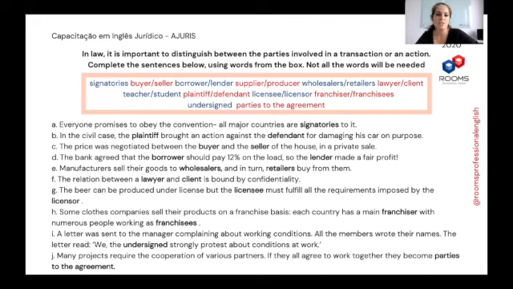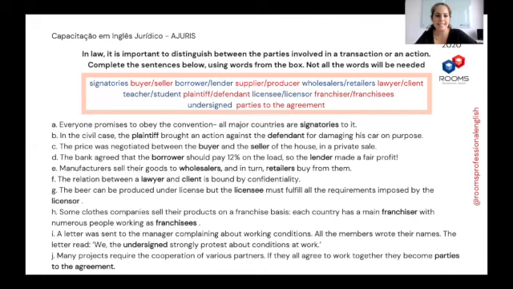Manufacturers sell their goods to wholesalers, and in turn, retailers buy from them. The relation between lawyer and client is bound by confidentiality. The beer can be produced under license, but the licensee must fulfill all the requirements imposed by the licensor. Some cloth companies sell their products on a franchise basis. Each country has a main franchisor with numerous people working as franchisees.